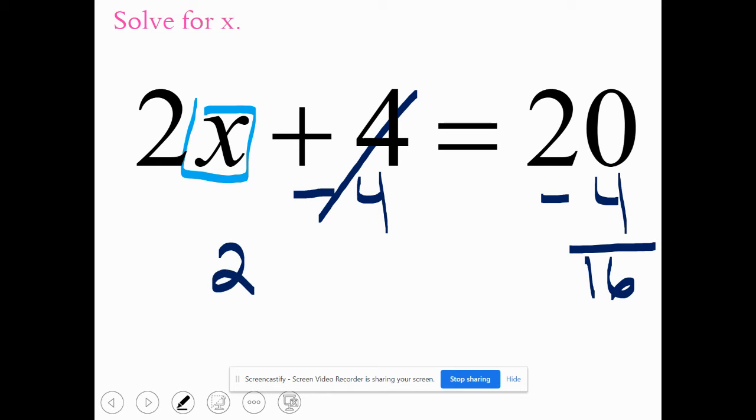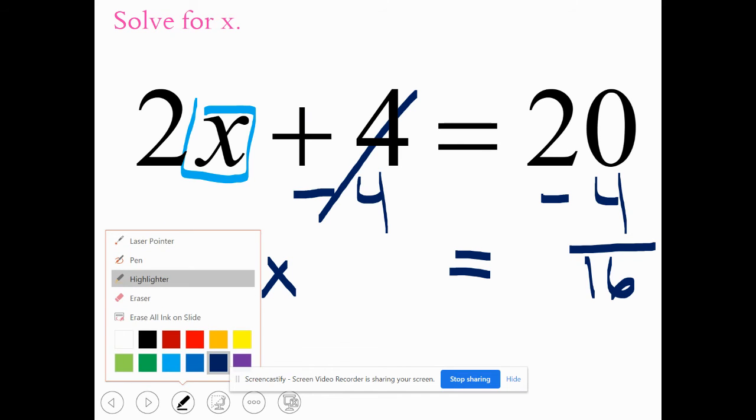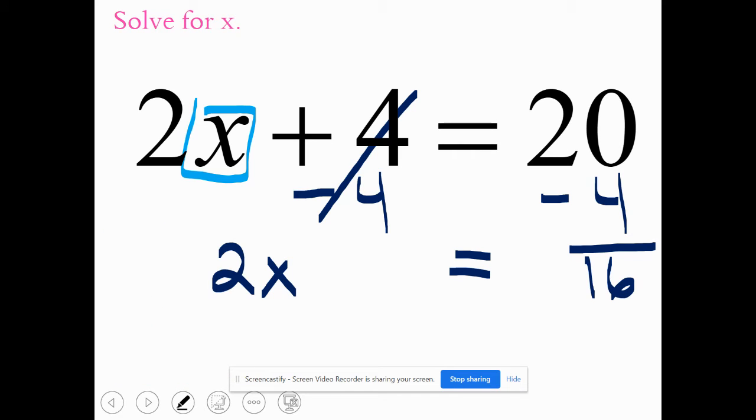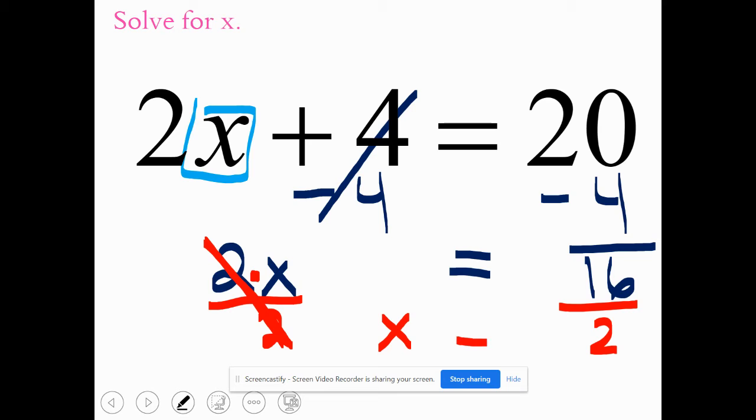So then the 2 in the x drops down, and we have 2x equals 16. So again, we want to do the inverse of what's happening here, the opposite of this multiplication. And we do that by dividing by 2. So we divide by 2 on both sides. Now the 2's cancel. The x is all by itself. And then we do 16 divided by 2, which is 8.